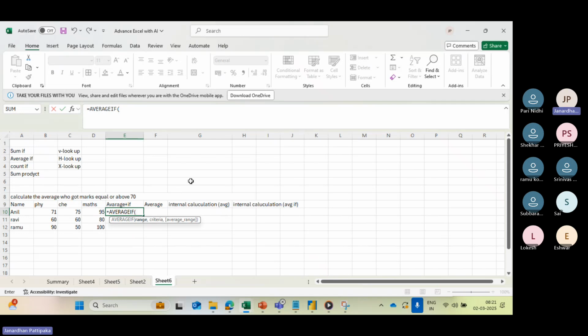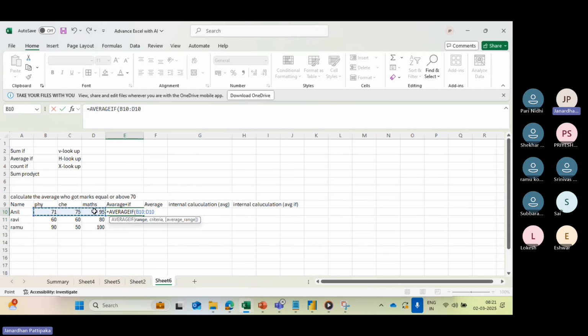Okay. Now, if you take the average, you need to mention the range criteria. What is the range criteria that you need to mention? So the criteria I want to take from here to here. So from 71, this is the range criteria, right? 71 to 75. So these are the three cells I want to select. From here to here, just select.